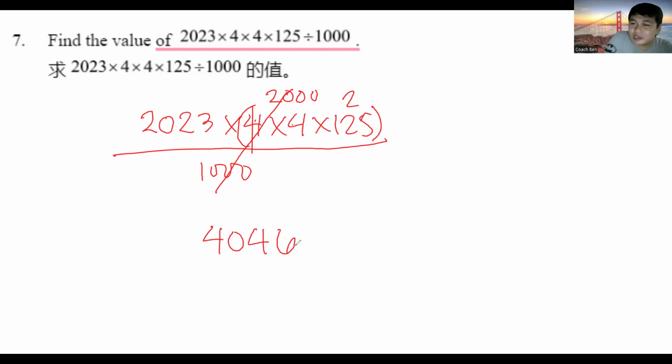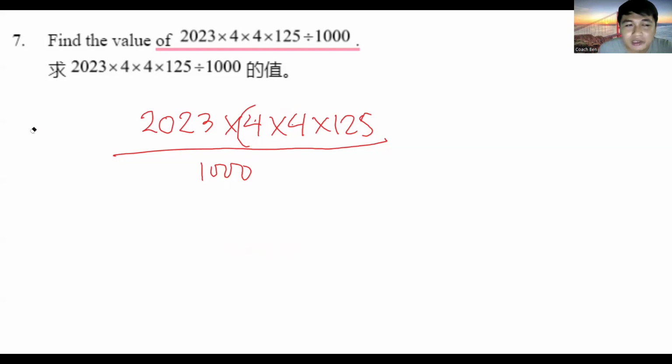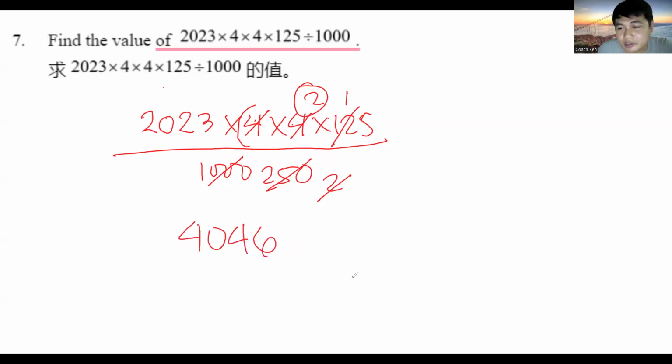So this is also why I want you guys to start practicing how to use the cancellation method, because it makes the multiplication process a lot easier. If you can't multiply 4 by 4 by 125 in your head, you can also do them individually first. So for example, what is 4 divided by 1,000? This is 250. This is 1 over 2, 2, 1. So you're still left with times 2. 2023 times 2 is 4,046. Okay?